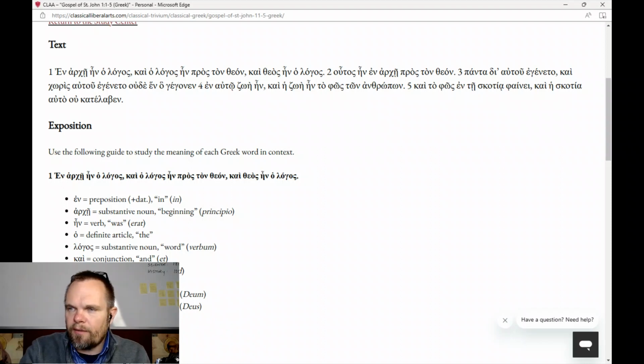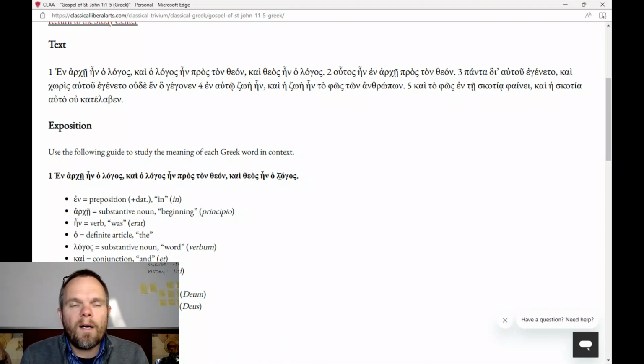And then we have that last phrase, kai theos ein ho logos, and God was the Word. Kai theos, and God, ein, was, ho logos, the Word. Now, if you look in an English translation, you're going to see that it doesn't say, and God was the Word. It's going to say, and the Word was God. So those nouns are going to be reversed in the English translation.